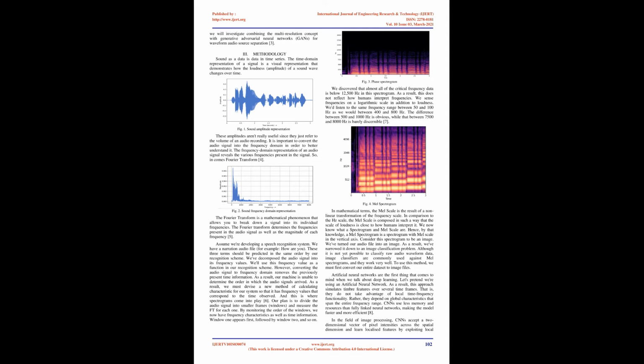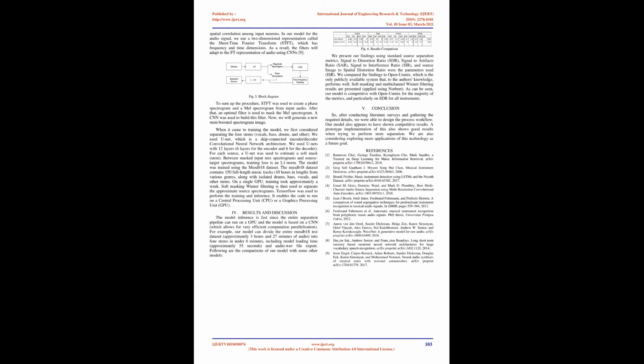We now know what a spectrogram and MEL scale are. Hence, a MEL spectrogram is a spectrogram with the MEL scale on the vertical axis. Consider this spectrogram to be an image. We've turned our audio file into an image. As a result, we've narrowed it down to an image classification problem. Although it is not yet possible to classify raw audio waveform data, image classifiers are commonly used on MEL spectrograms, and they work very well. To use this method, we must first convert our entire dataset to image files.